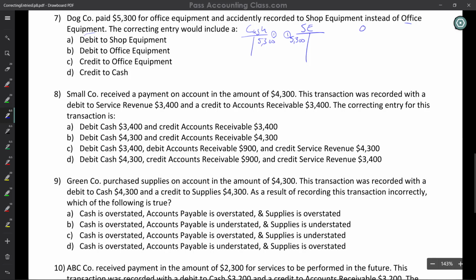So I'm going to put in office equipment here. Office equipment is an asset, just like shop equipment. And to increase the balance of those, we need to debit them. So in this instance, we want to move it basically from shop equipment to office equipment. So by the time we're done with this transaction, shop equipment should have a 0 balance. And to do that, we need to credit it for $5,300. And when we do that, then we're going to move that $5,300 from shop equipment to office equipment. Well, if we credited shop equipment $5,300, then we would debit office equipment $5,300.